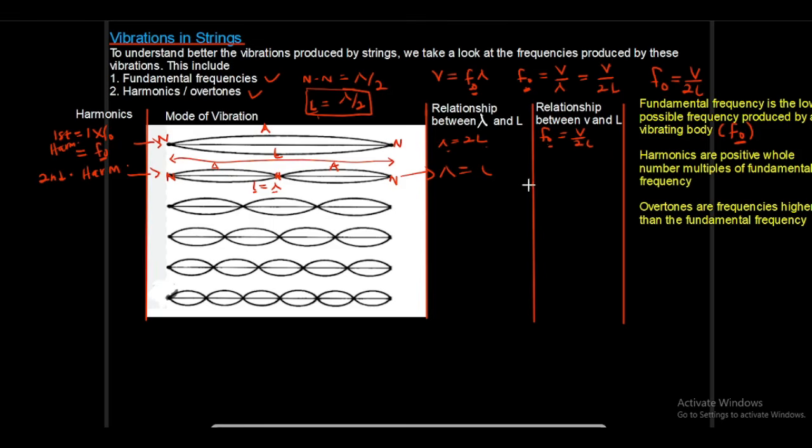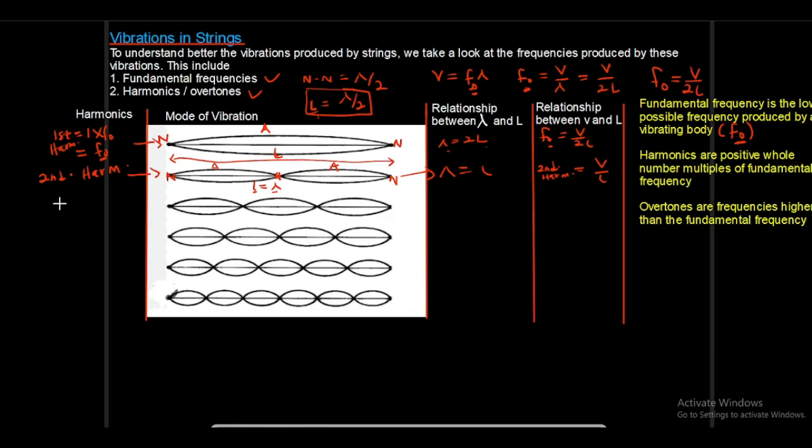All right, if we want to get the equation for second harmonic, it is simply 2F naught. There are 2 ways of getting it. We either use 2, since it's second harmonic, whole number multiples of the fundamental frequency, so we have 2F naught. Simply use 2 times V over 2L, which is going to give us V over L. Or we just work with V over lambda. Our lambda now is L, so we have V over L. So this is our second harmonic.